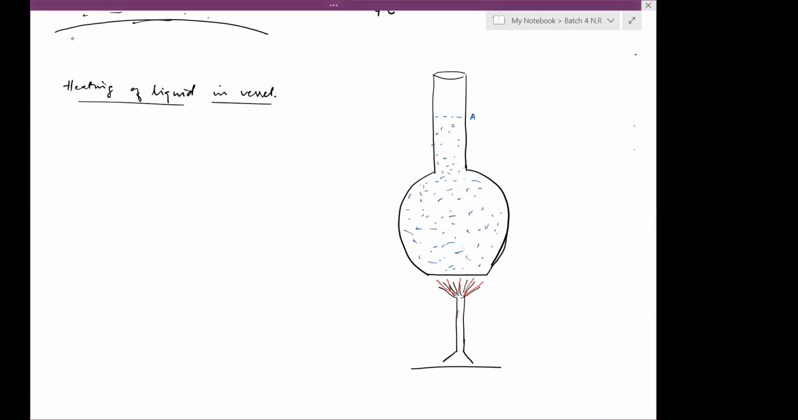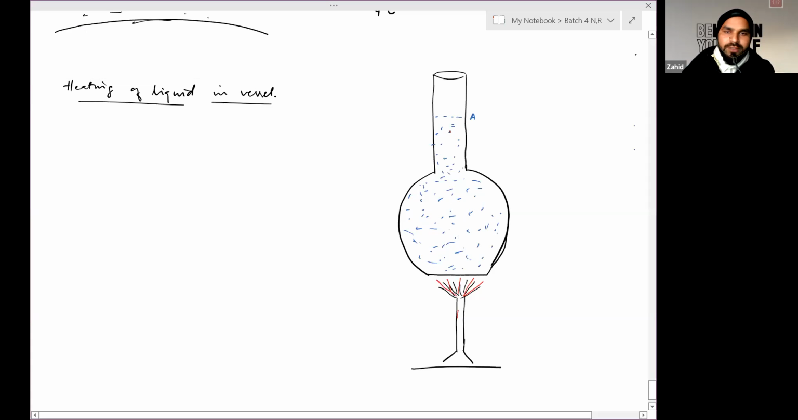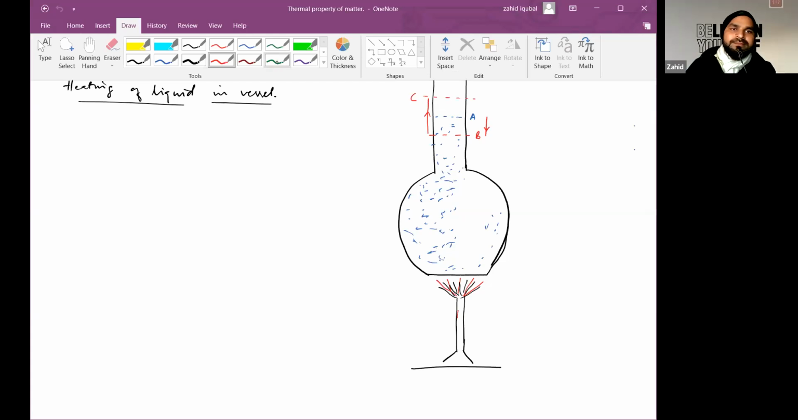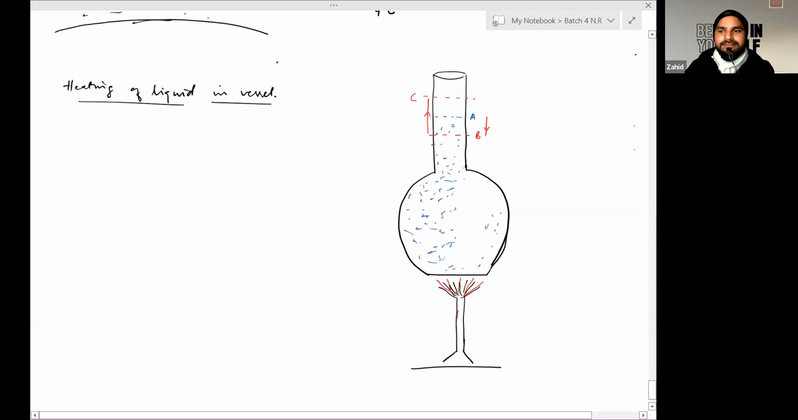So we can say in this part, the level of liquid in this vessel first decreases to this point B, due to expansion of the vessel, and then it will increase to this point due to its own expansion, let's say C. Nabila, is it clear? Can you explain once again? Okay.